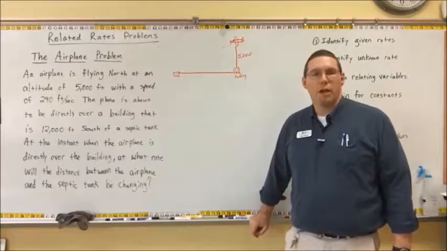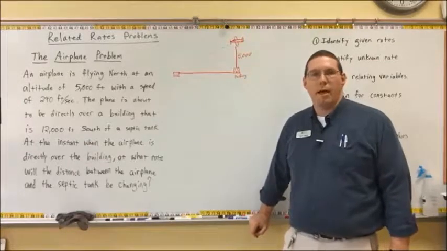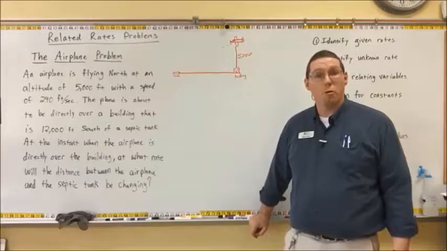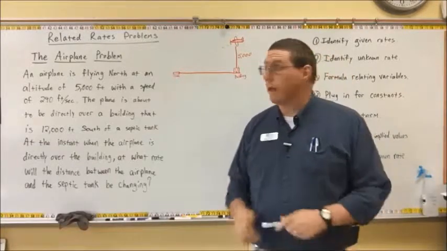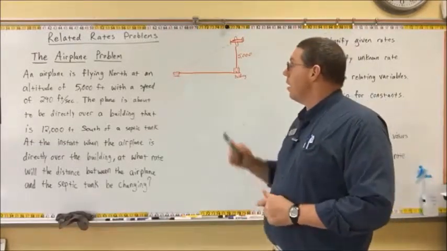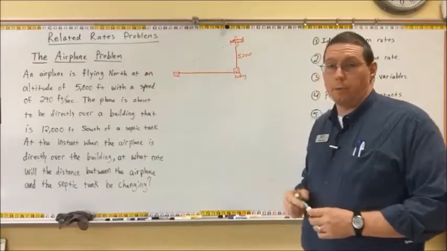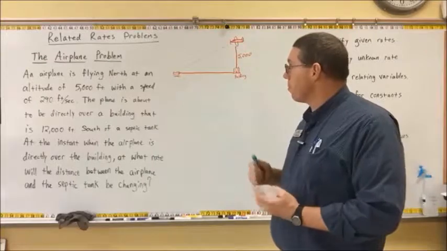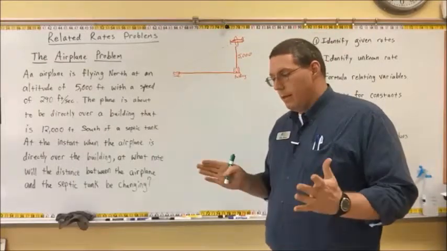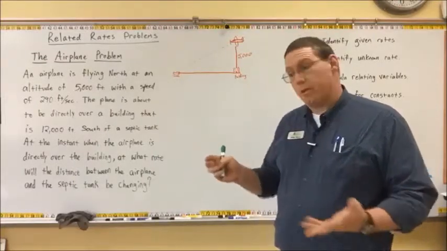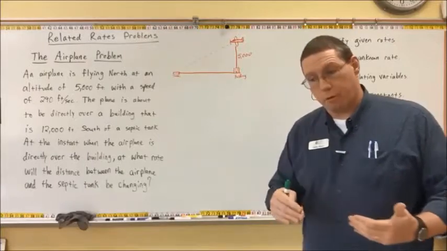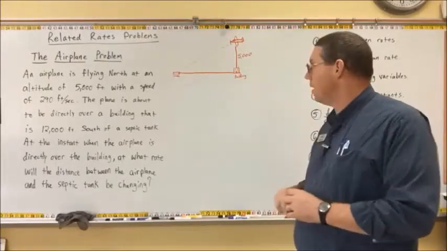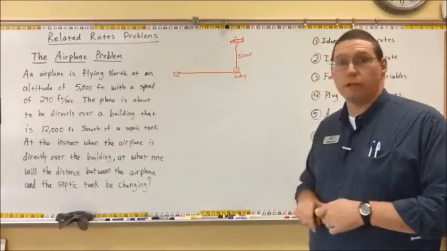All right, folks, let's try another example of a related rates problem. This one also includes a right triangle. I call this the airplane problem, but it doesn't have to be an airplane. I've seen this problem done with a baseball where somebody's running from second base to third base. But in every situation, it's always a right triangle.